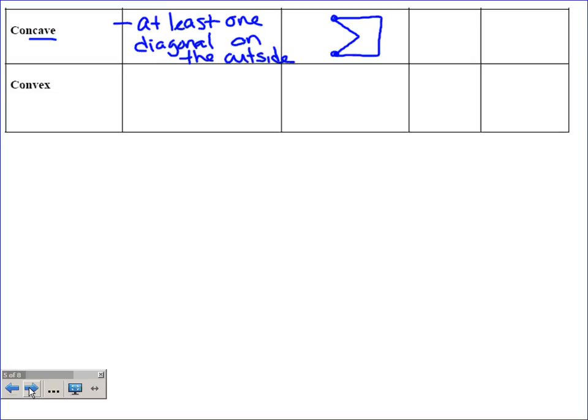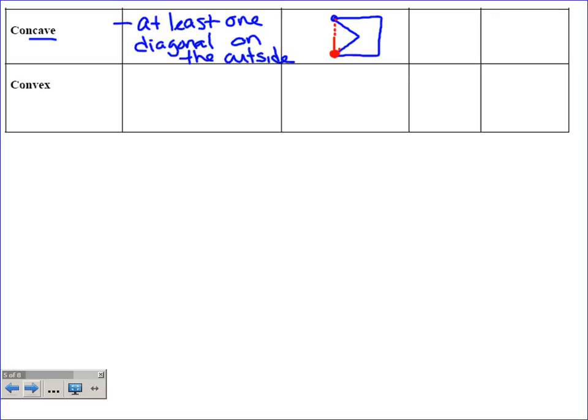If I was drawing diagonals from right here, I could draw a diagonal that would go over here. Well, look at this one right here. That diagonal goes on the outside. Because it kind of collapses in, like a cave where you could walk into the cave. You could walk into Pac-Man's mouth there. Because of that, it's called concave. Concave because you could walk in it.